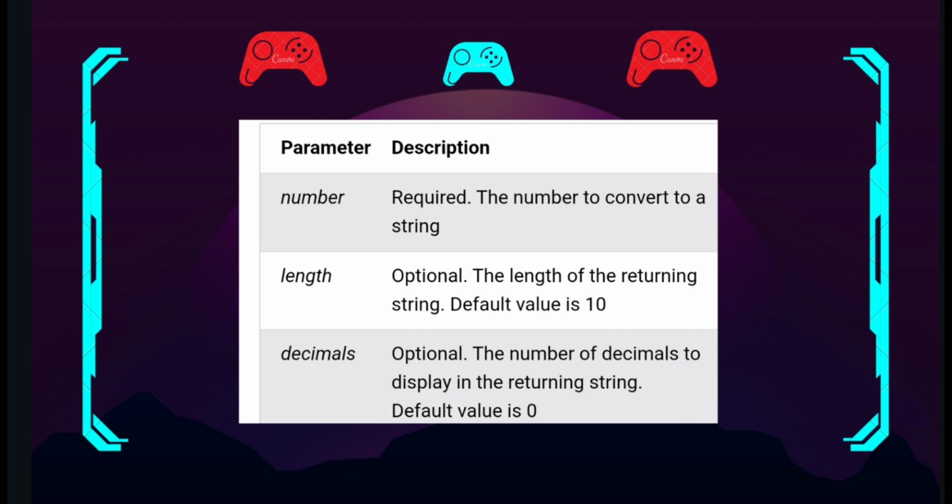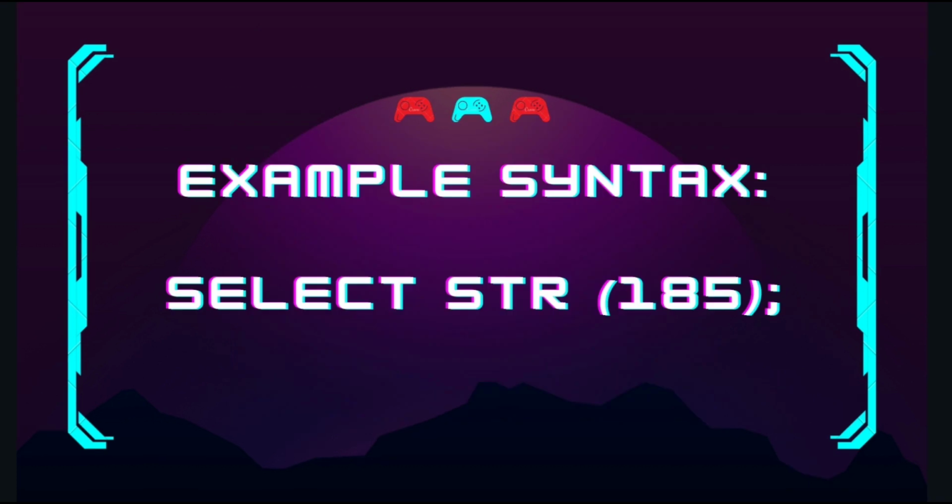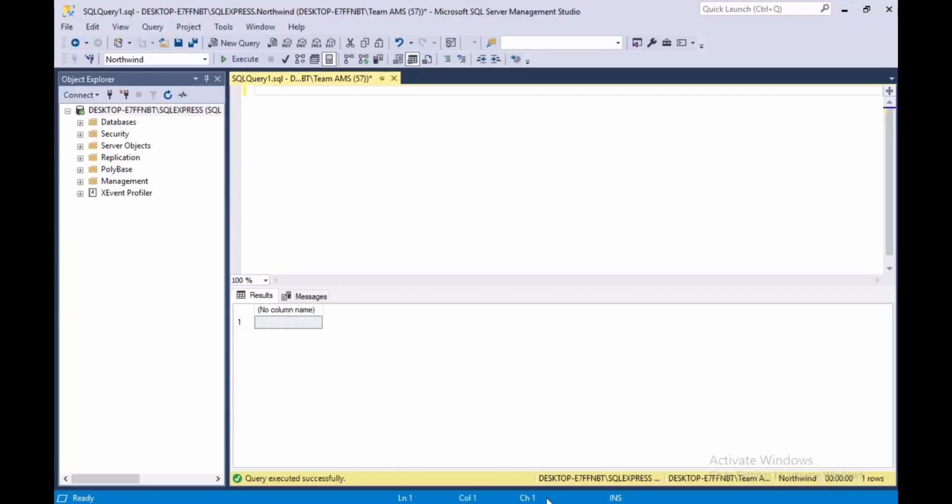Up next is length. Its description is optional, the length of the returning string, and its default value is 10. And lastly, decimals. Its description is optional, the number of decimals to display in the returning string. The default value is 0. Our example syntax is SELECT STR(185). And we have a demo presentation on how the syntax works.